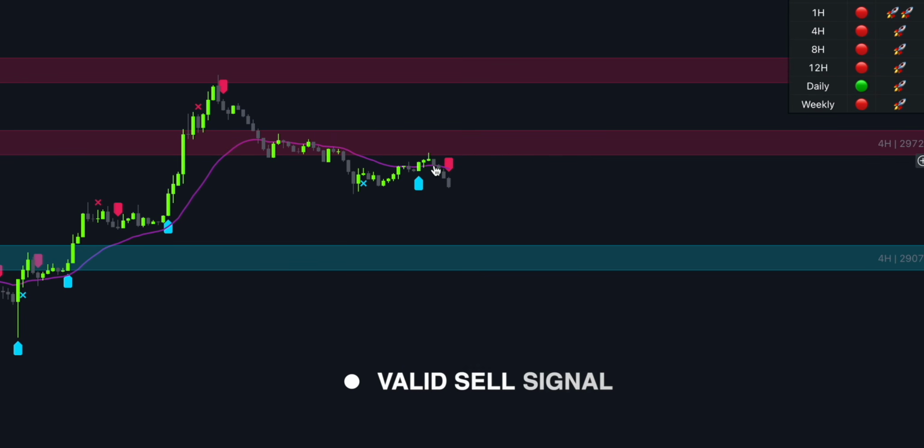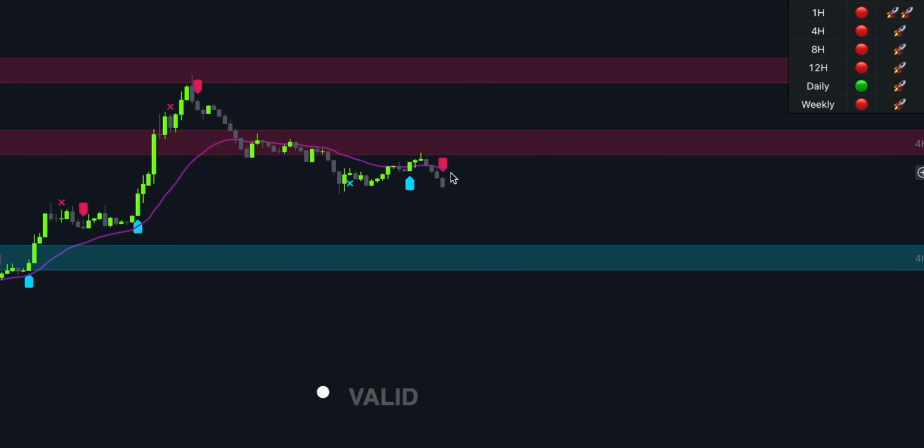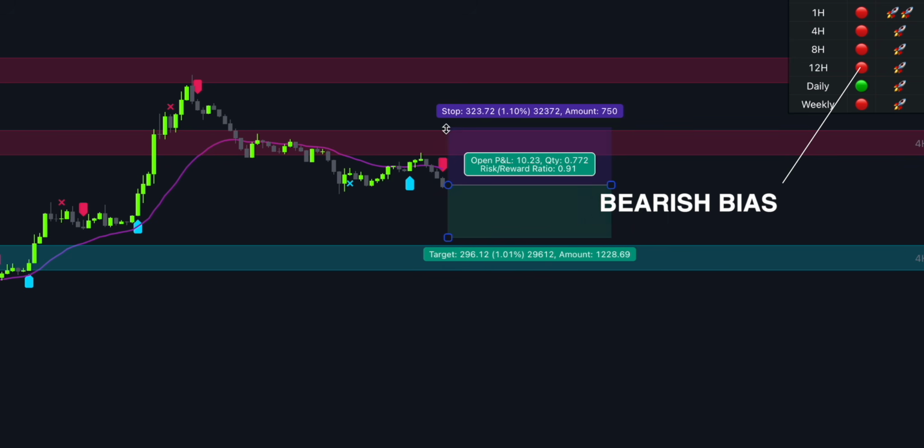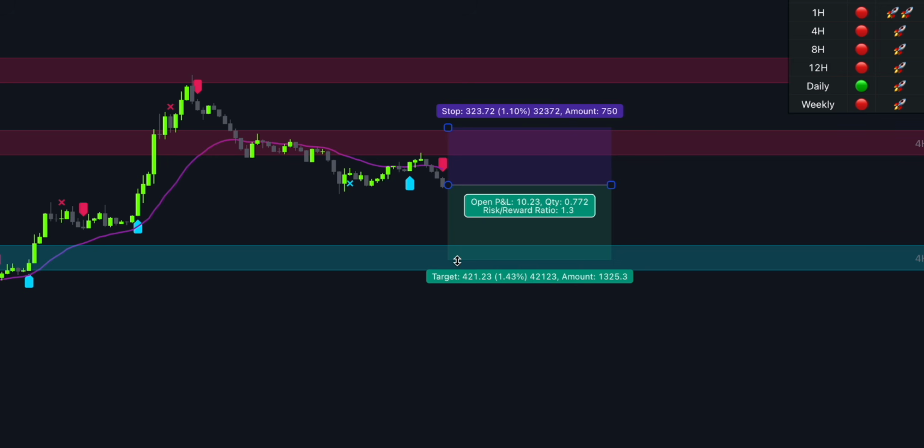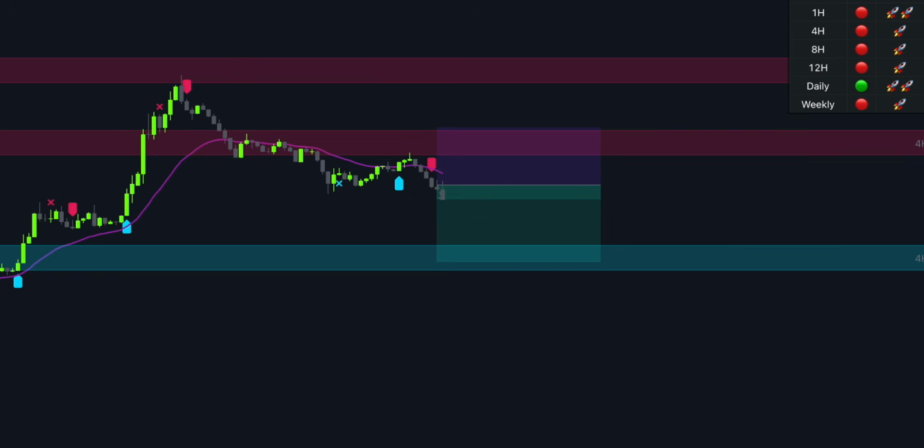The next rule is to have a valid sell alert. Finally, check the trend dashboard for the dominant negative bias. Make sure you leave enough room for your stop loss. Traders, I hope you understand this strategy.